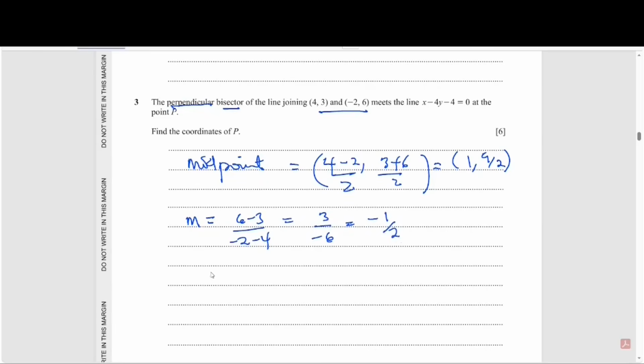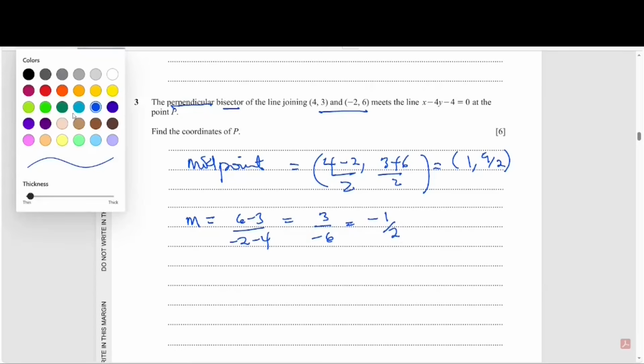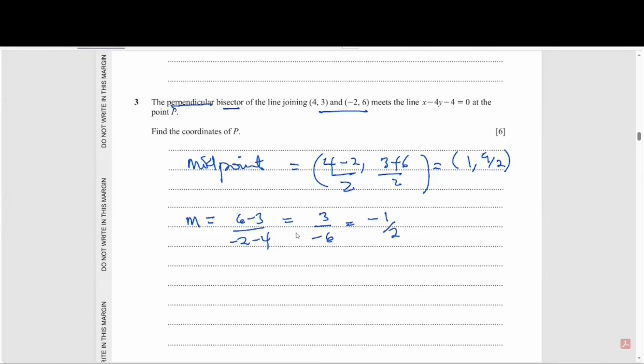But because we are looking for the perpendicular bisector, the gradient of the perpendicular bisector is going to be the negative reciprocal of the gradient of the line joining these 2 points. So I'm going to write that the gradient of the perpendicular bisector is equal to the negative reciprocal, so negative of negative 1 over 2, and that gives us positive 2.